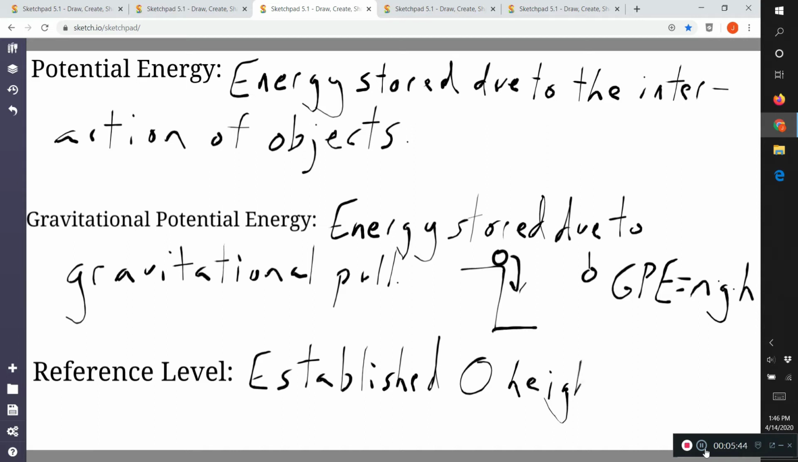So most often we call the zero height the ground. However, we could alter this problem by making a hole here, and all of a sudden we have a different height measurement for our situation, a different reference level for our situation. All right. Let's do a few examples here.